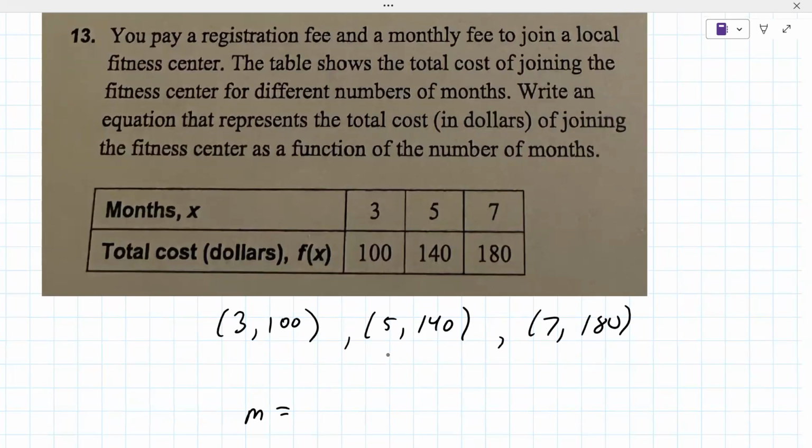This is a fitness center. Maybe you already go to a fitness center. You know all about this. They always have some sort of a fee plus the monthly fee. Can't do anything about it if you want to join. So go ahead and calculate the slope for us, please, and then get the function as well.